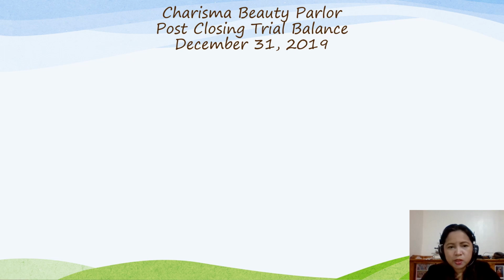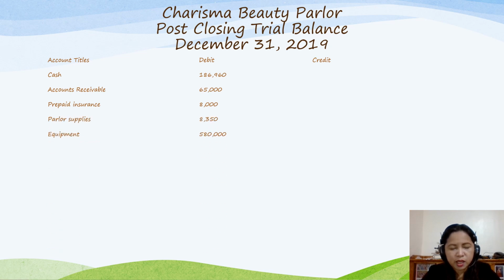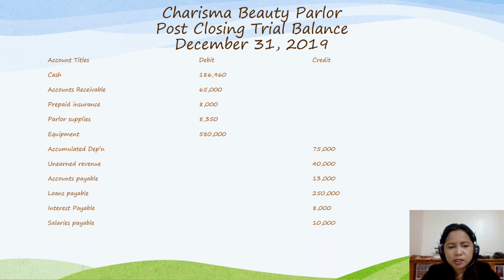To prepare the post-closing trial balance of Charisma Beauty Parlor, we have the heading, of course, the three-line heading: the name of the company, the name of the report, and the date of the report. Then enumerate the account titles: cash, accounts receivable, prepaid insurance, parlor supplies, equipment, accumulated depreciation, unearned revenue, accounts payable, loans payable, interest payable, salaries payable, and Fortalejo capital. Then their balances are written in the debit column if debit balance, credit column if credit balance.